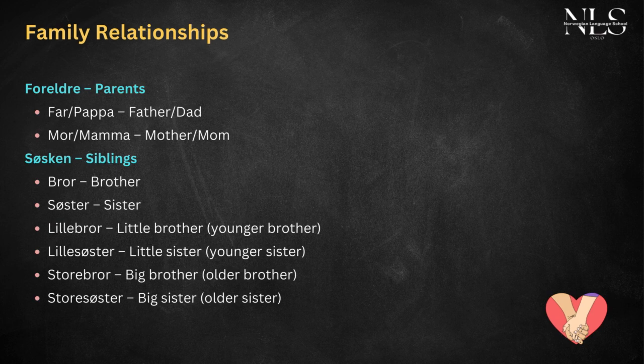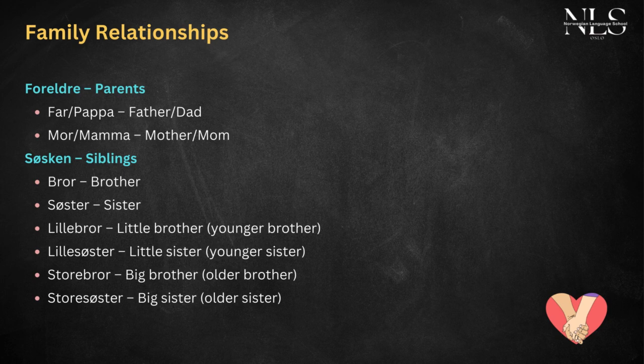Understanding family relationship terms is crucial in any language. Norwegian, like many languages, has specific terms for various family members. Here's a comprehensive list of common Norwegian terms for family relationships. Foreldre. Parents. The term foreldre is used to refer to parents collectively. For individual parents, you would say far, father. Pappa, dad. Mor, mamma. Mother, mom.